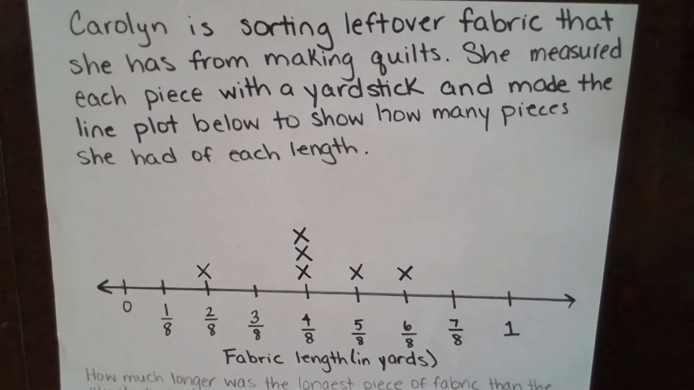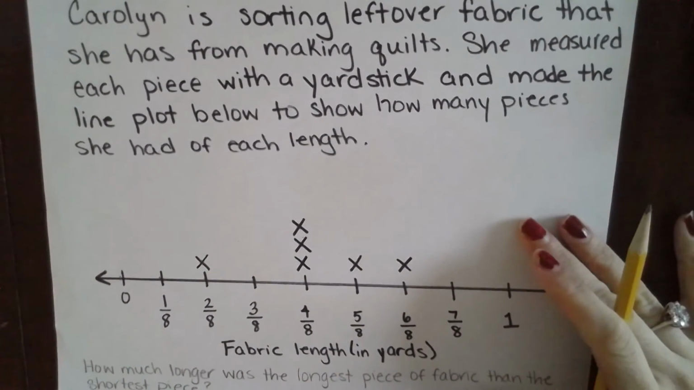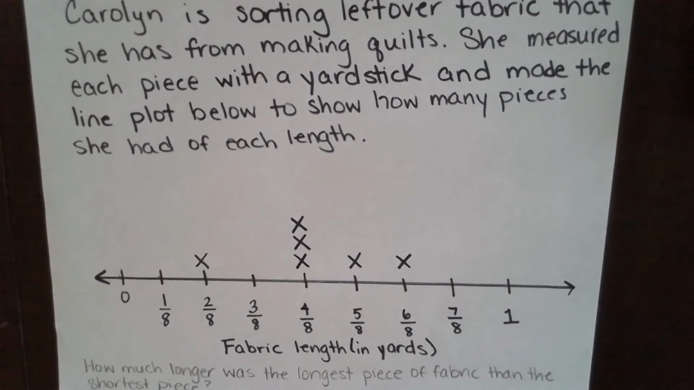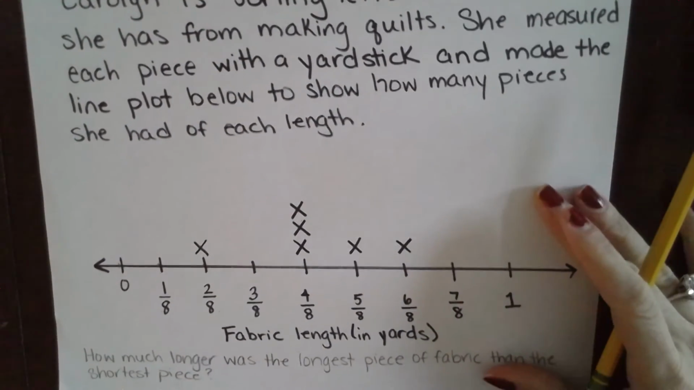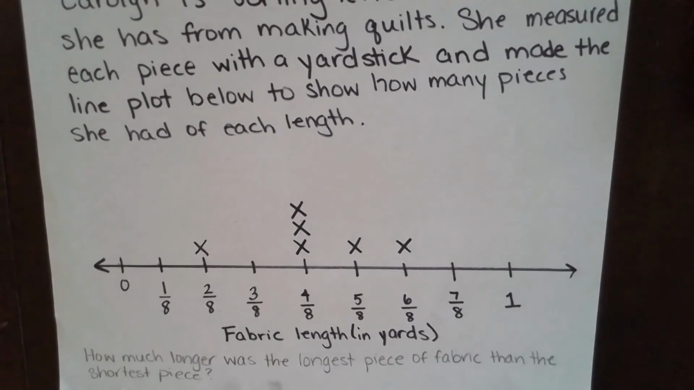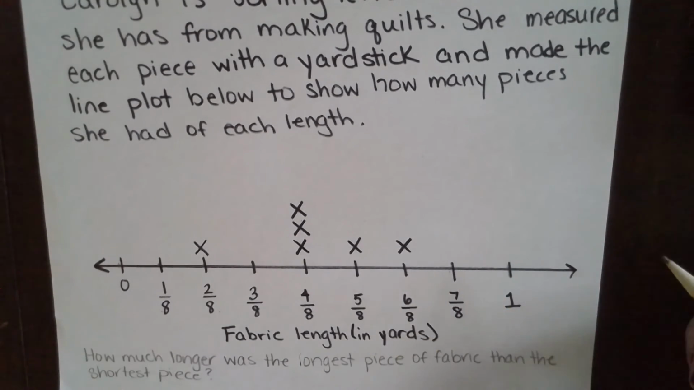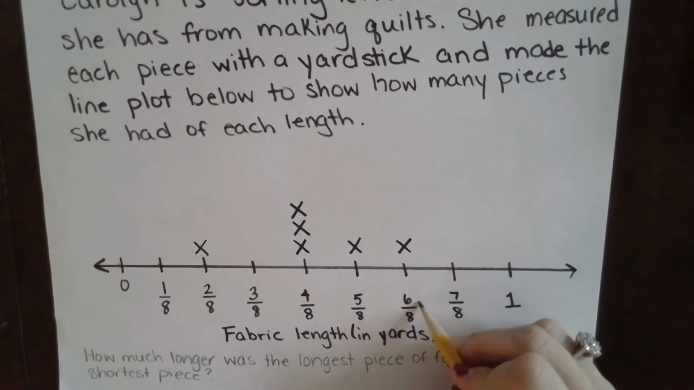She's sorting leftover fabric, measuring each piece of yard and making a line plot of how many pieces she had. And again, here it's labeled. This axis here is telling us the fabric length in yards and in fractional parts: 2/8 of a yard, 3/8 of a yard, and so on. Okay. And now they say, how much longer was the longest piece of fabric than the shortest piece?